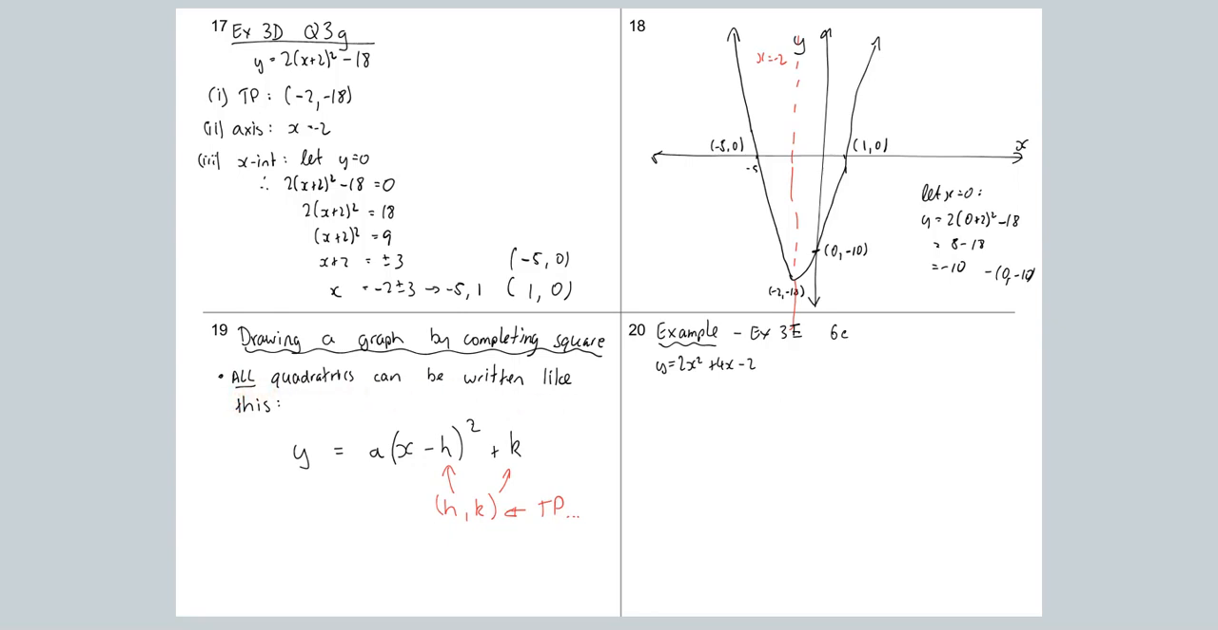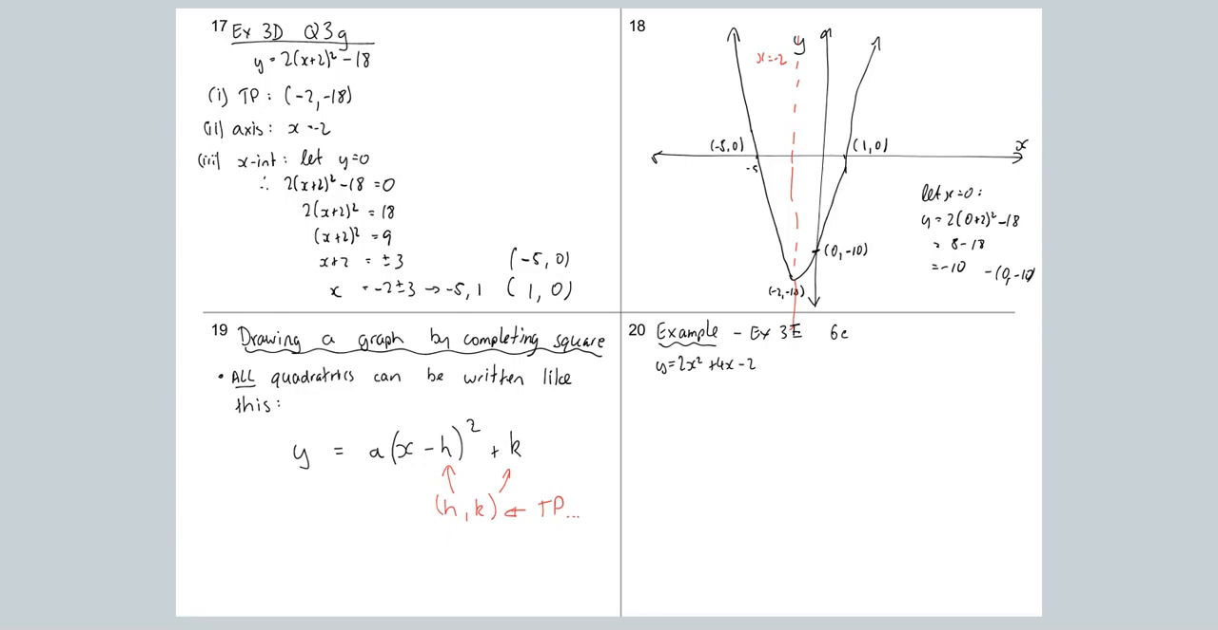All quadratics can be written in turning point form. And that means that if you're given a quadratic not in turning point form, you can use completing the square to turn it into turning point form so that you can graph it. Whether you'd want to or not is another question. We'll cover that in a different video. Let's have a look at an example.